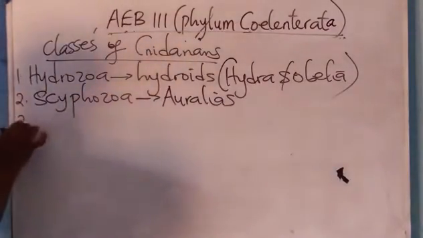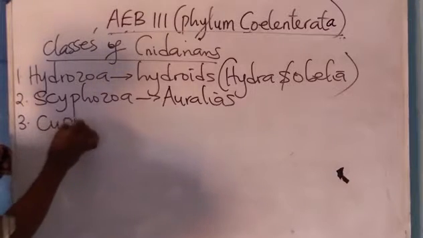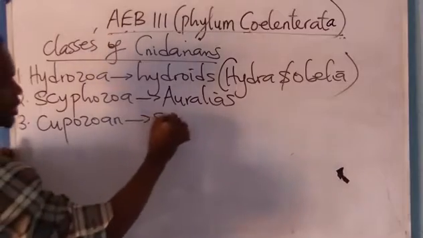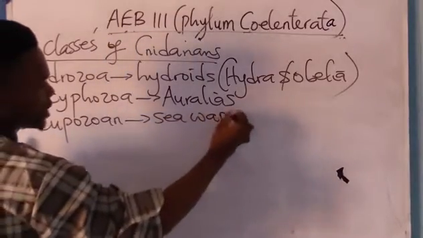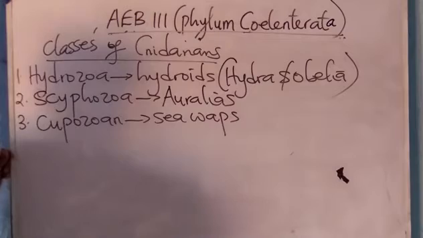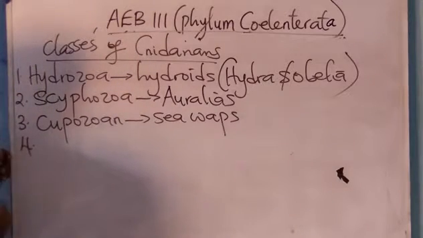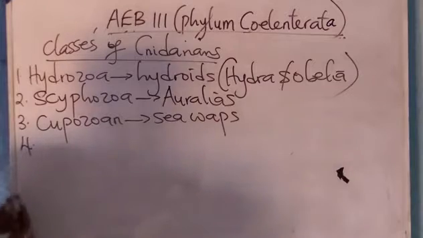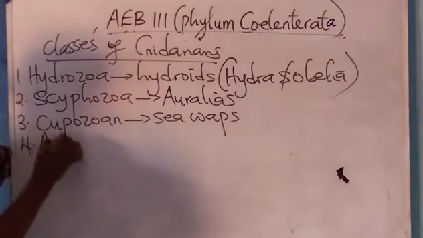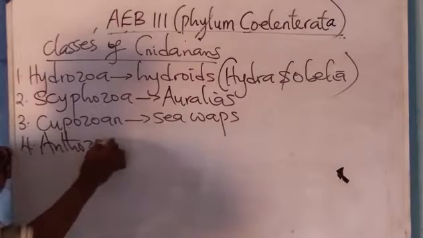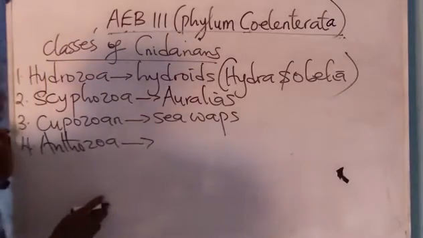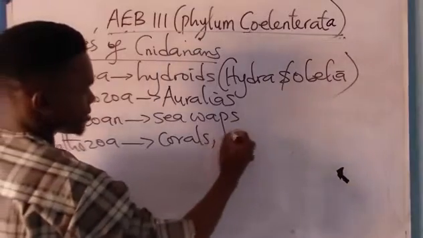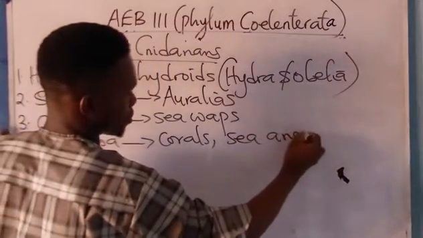Now number 3, you have the Cubozoans. Right, the Cubozoans are called the sea wasps. Alright, they are called the sea wasps. Okay, so these are the classes: the hydrozoans, the scyphozoans, the cubozoans. Okay, you now have the Anthozoa. Alright, this way you have the corals and the sea anemones.